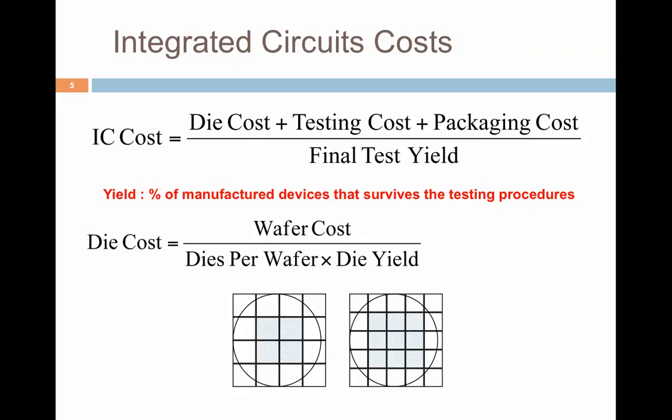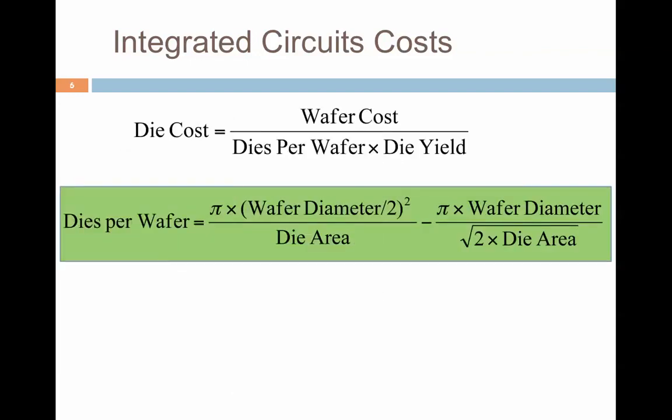Okay. Now that we know the die cost, which is the wafer cost divided by the number of dies per wafer multiplied by the die yield, we can go further into developing an equation for the total number of dies per wafer. Here is the actual equation: the dies per wafer is pi times the wafer diameter by 2, the whole squared, divided by the die area, minus pi times the wafer diameter divided by the square root of 2 times the die area.